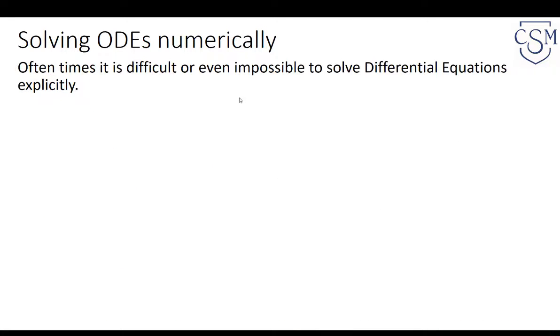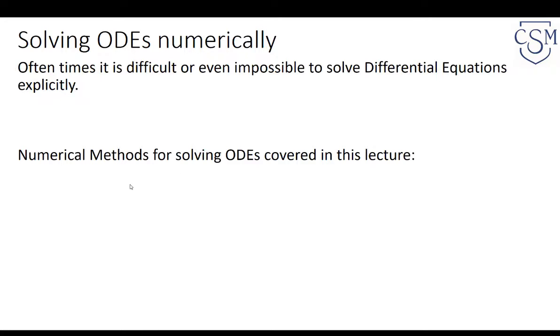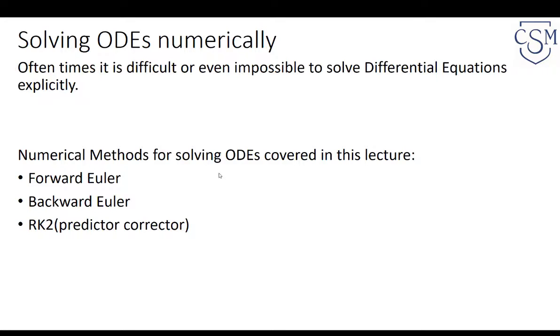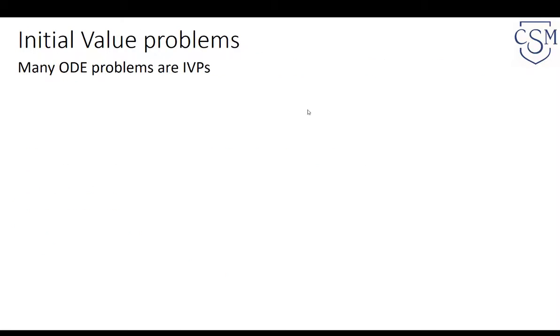Often, solving a set of differential equations, such as the baby boot, is either difficult or even impossible to solve explicitly to find a solution for. When this is the case, we can revert to numerical methods to solving ODEs. The numerical methods we cover in this lecture are forward Euler, backwards Euler, Runge-Kutta 2, or the predictor-corrector method, and Runge-Kutta 4, as well as how to use Matlab's ODE functions.